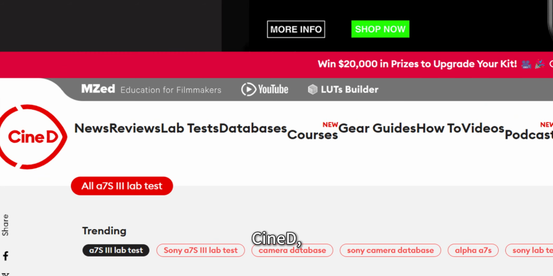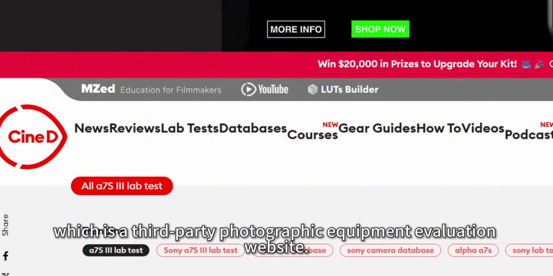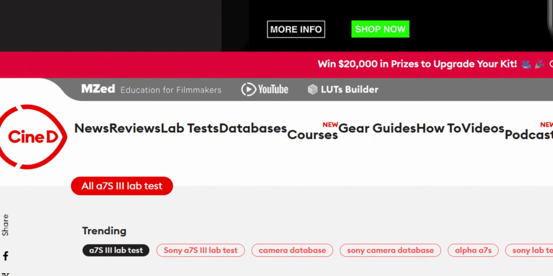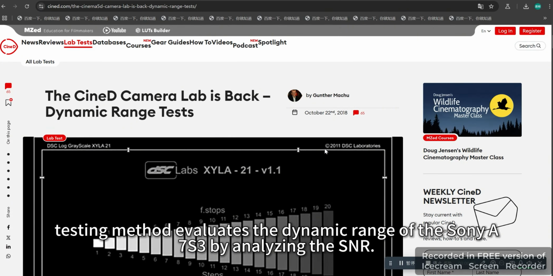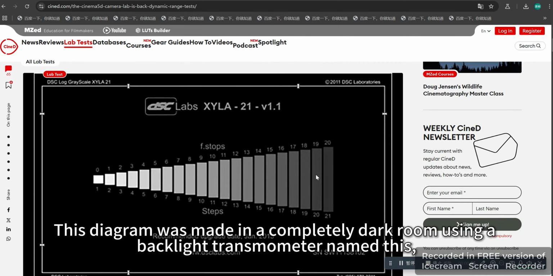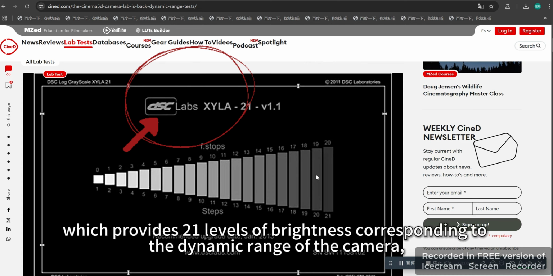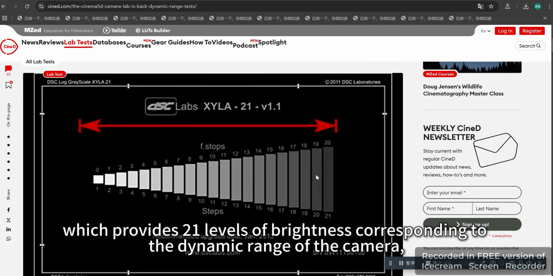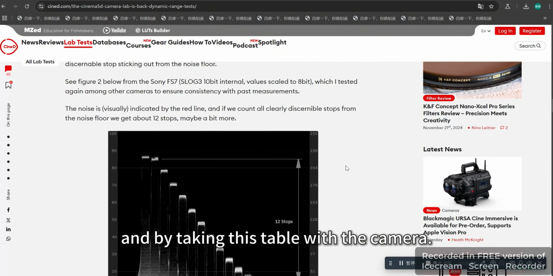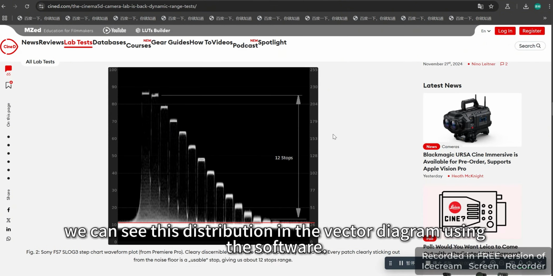Part 3. Cined, which is a third-party photographic equipment evaluation website. Their testing method evaluates the dynamic range of the Sony a7S III by analyzing the SNR. This diagram was made in a completely dark room using a backlight transmission chart named this, which provides 21 levels of brightness corresponding to the dynamic range of the camera, and by shooting this chart with the camera, we can see this distribution in the vector diagram using the software.